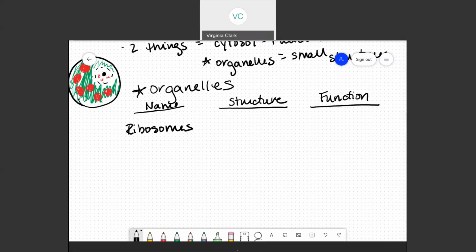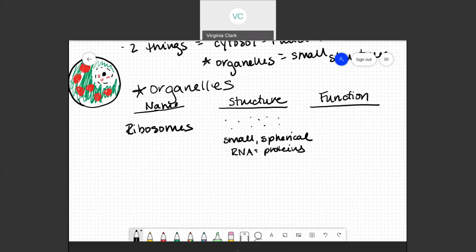So the structure of ribosomes is going to be this. And that is it. They are small spherical bodies, very small little balls. They are going to be made up of RNA and protein. So they look like little tiny dots.